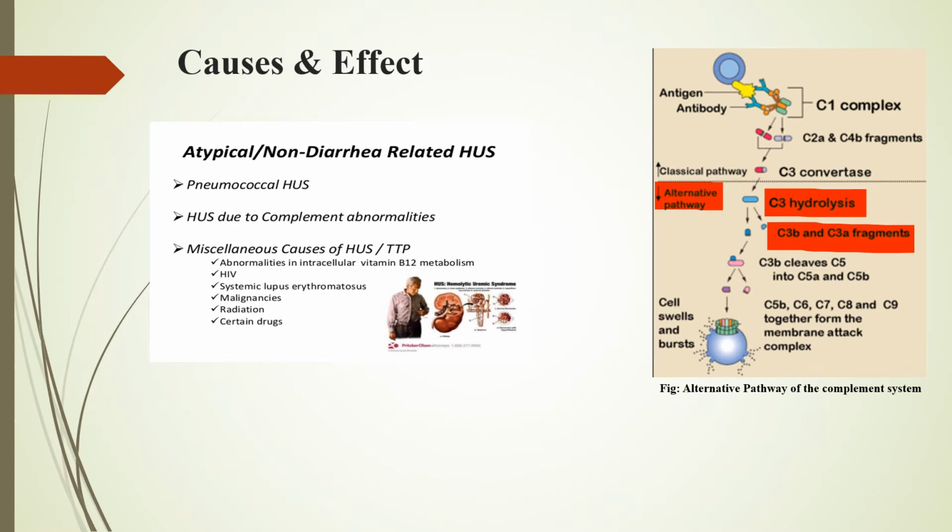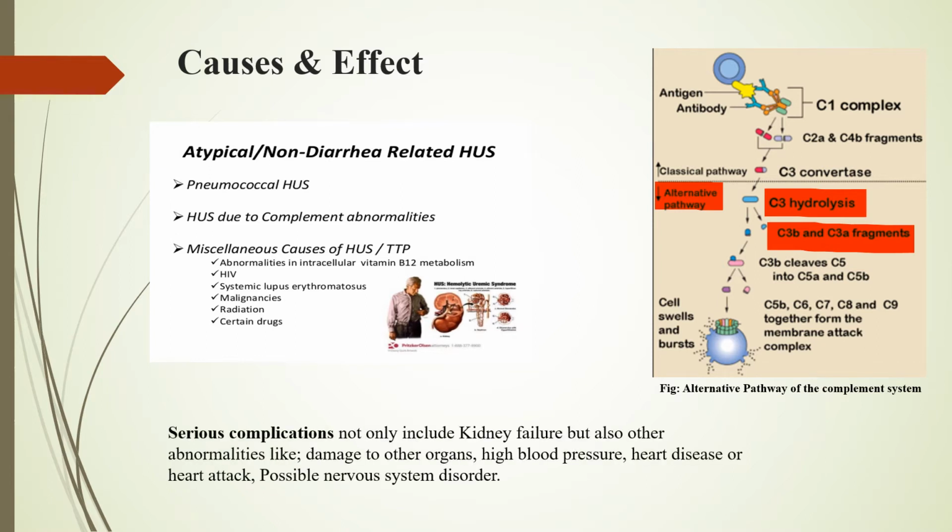So other miscellaneous causes of atypical HUS include several malignancies, radiation, pregnancy, infection from viruses and bacteria, and different types of drugs as well. So regarding the effect or the consequences of this disease, there are serious complications like kidney failure, high blood pressure, heart disease, and several nervous system disorders.